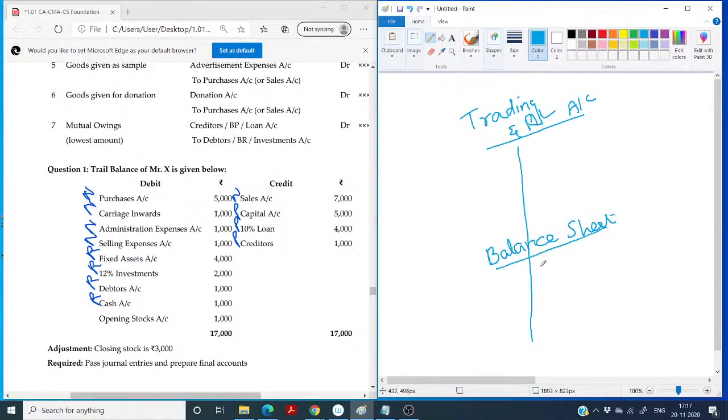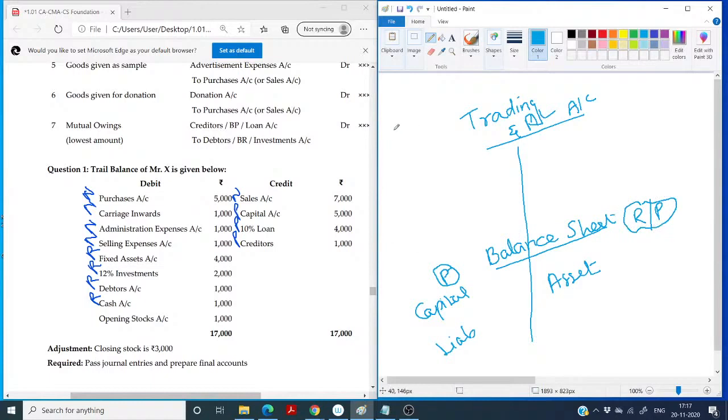In the balance sheet, we have assets. Most probably assets will be either real account or personal account. And on the liability side of the balance sheet, we have capital and liabilities. The capital and liabilities are most probably only personal accounts in nature. That's how we discussed in the previous class.